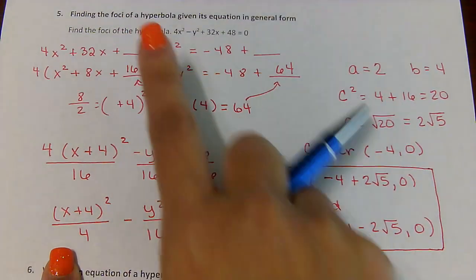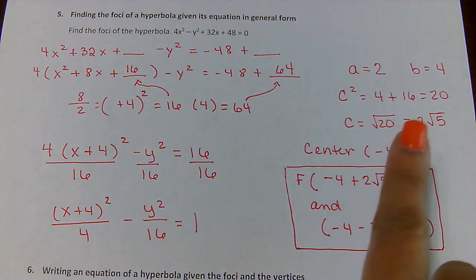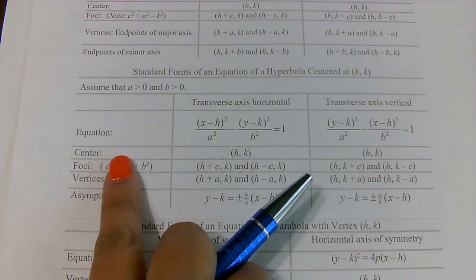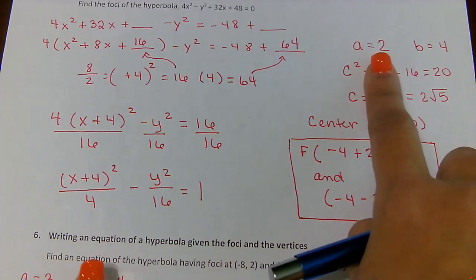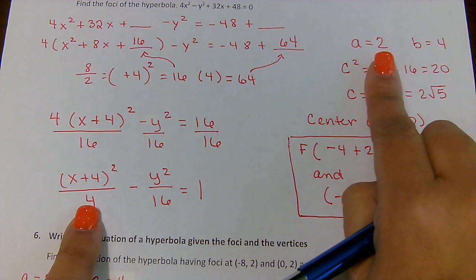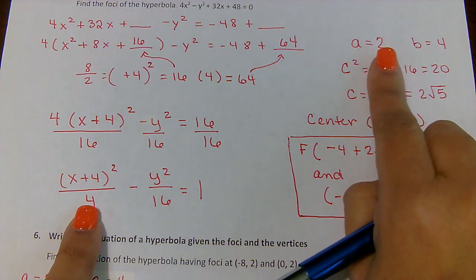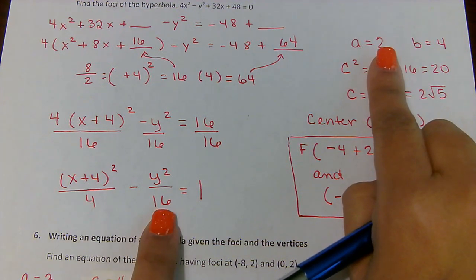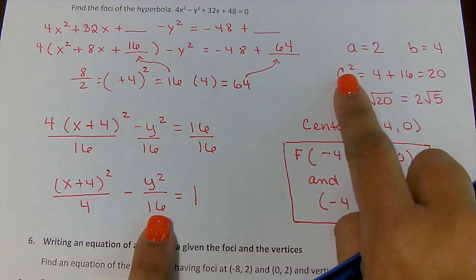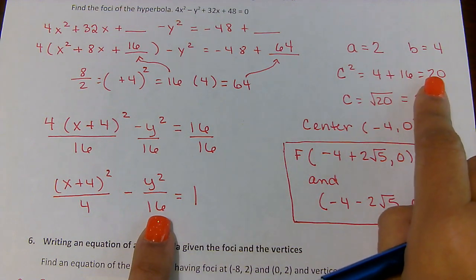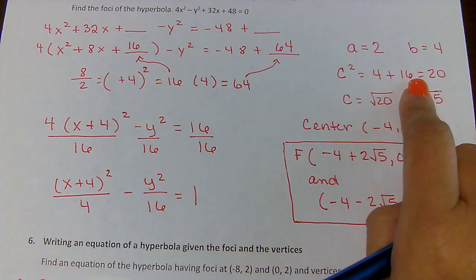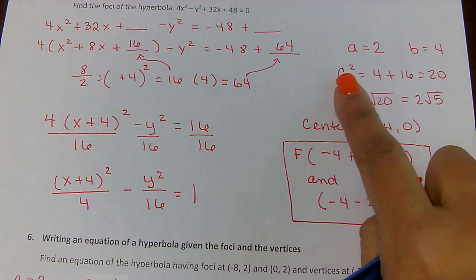Remember, we're looking for the foci, so that means we need to determine what our a, b, and c are. Use this equation. So the a is going to be associated with the first term. So a squared is equal to 4, which means a is equal to 2. b squared is equal to 16, which means b is equal to 4. Use the formula to calculate the c. So here I'm going to have 4 plus 16 is equal to c squared.